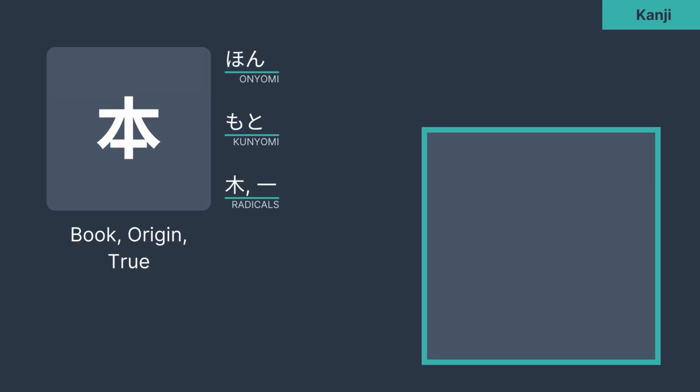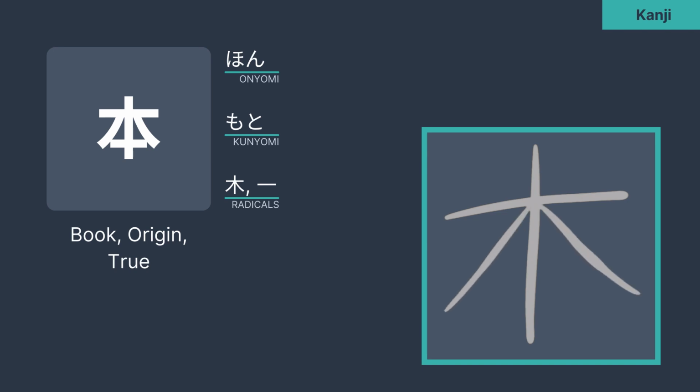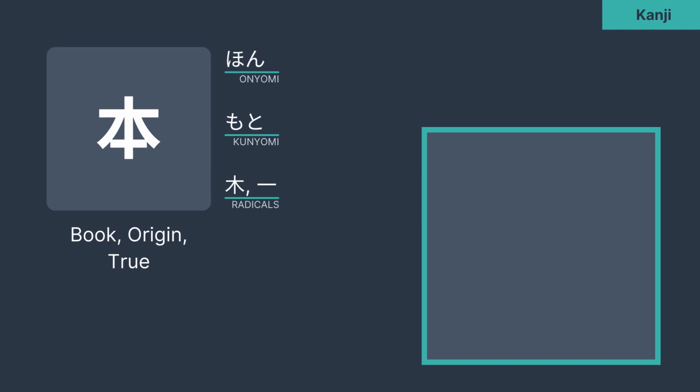Moving on to the next kanji. This kanji means book, origin, or true, and it has the onyomi reading of hon and the kunyomi reading of moto. This kanji has 5 strokes. 1, 2, 3, 4, 5. Let's do it again. 1, 2, 3, 4, 5.